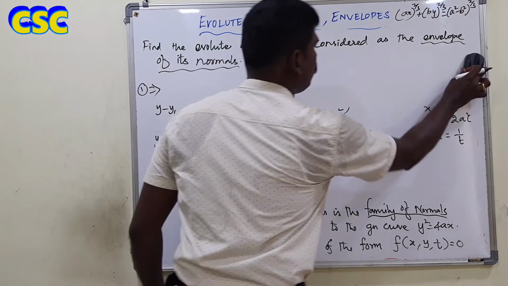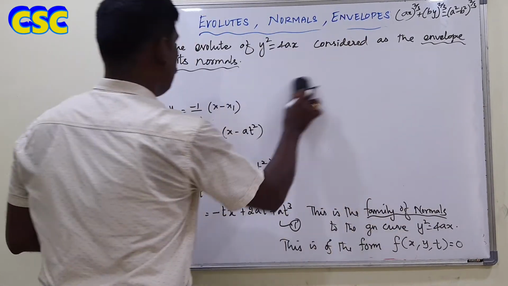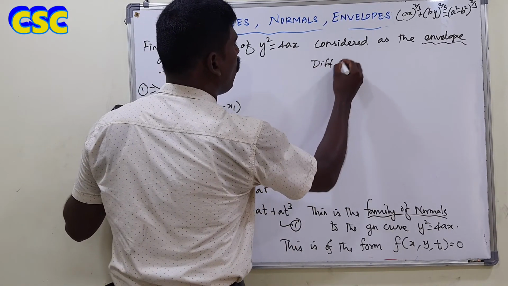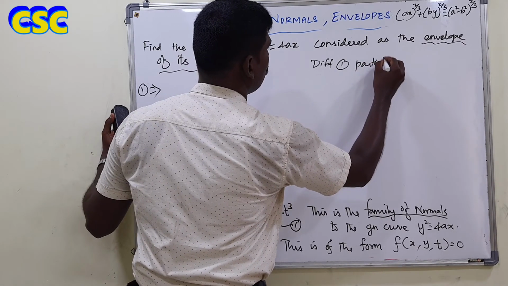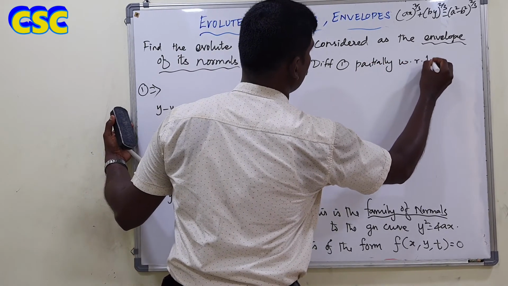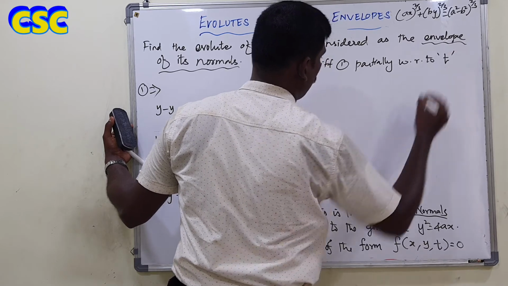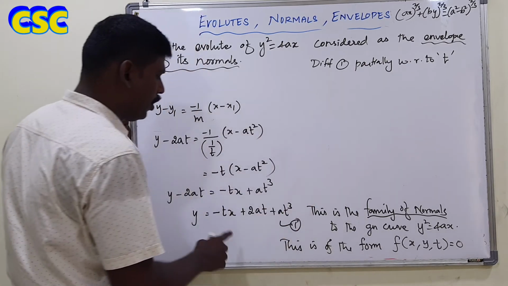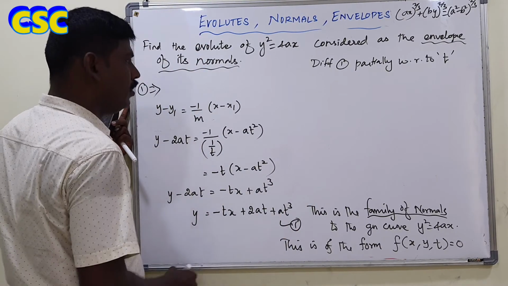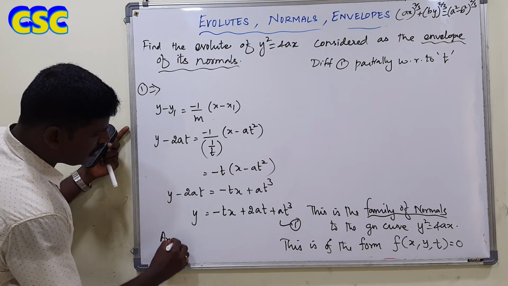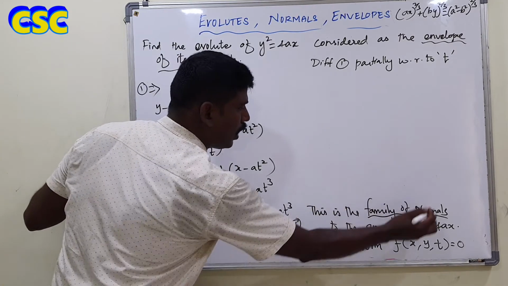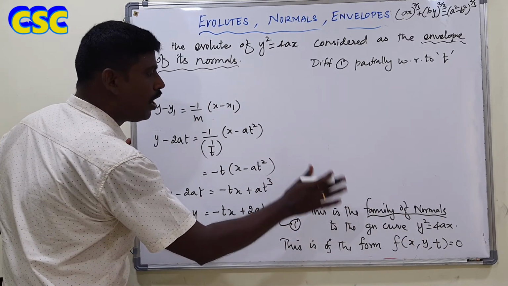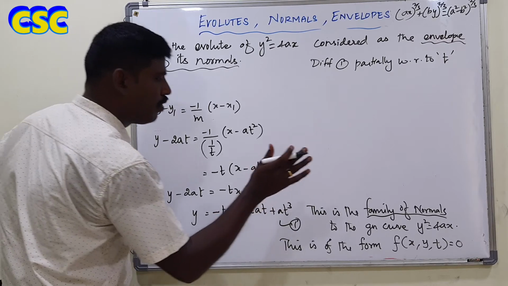Right? Differentiate 1 partially with respect to t. Partially with respect to the given parameter, isn't it? Method 2 I am going to apply here to find the envelope of this one. These are all for your understanding purpose, not from your examination point of view. You need not write this concept in your examination paper. This is what I am going to find out for your understanding purpose.